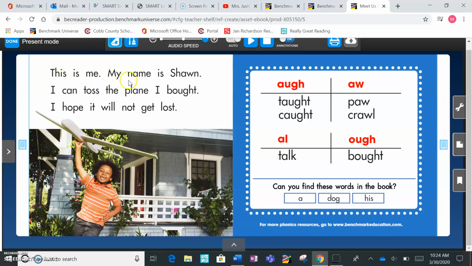This is me. My name is Sean. I can toss the plane I bought. I hope it will not get lost.